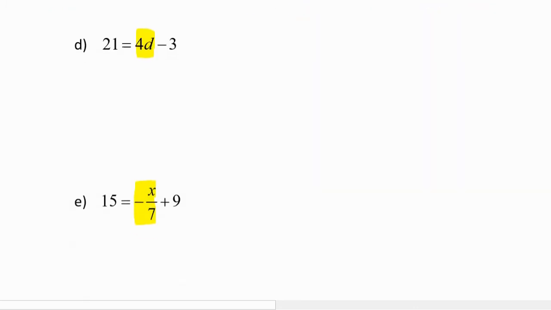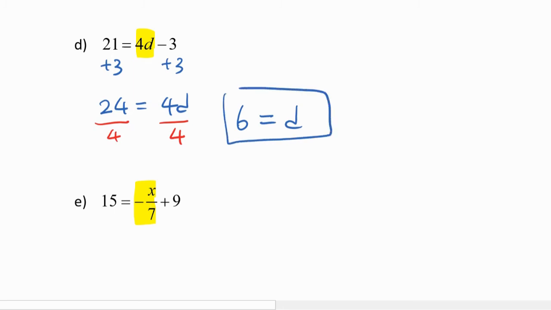Here I have 4d minus 3 equals 21. So we are going to isolate 4d by adding 3. Then that is 24 equals 4d. And divide both sides by 4. Then that becomes 6 equals d. d equals 6.